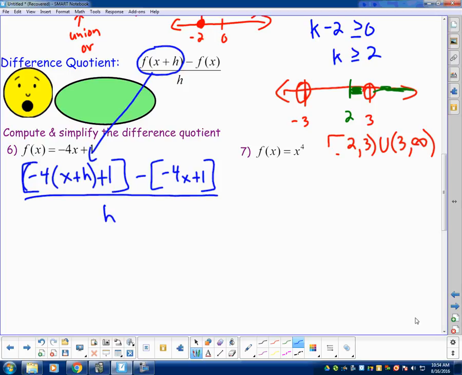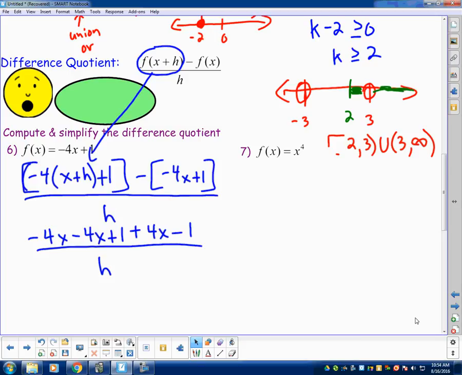Then I simplify it, distribute here, combine like terms: negative 4x minus 4h plus 1, careful with the signs here, plus 4x minus 1, all over h. I'm missing an h here, negative 4x plus, there it is. Here it should be a minus 4h.